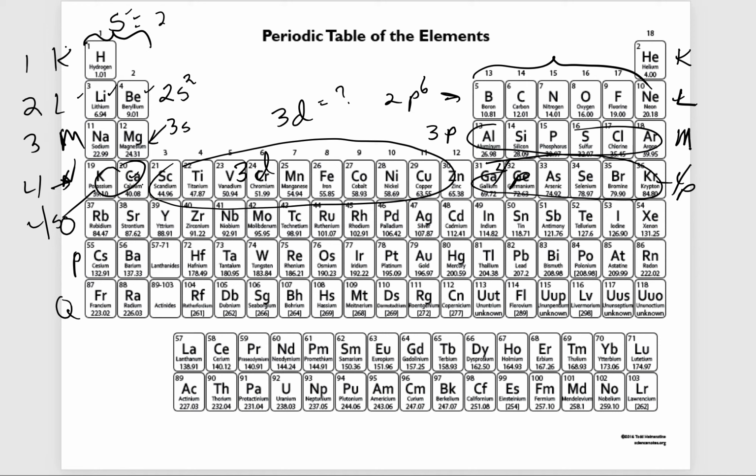How about the M shell? Argon does not have a filled M shell. It's really kind of a colloquialism that we say that these things are full, because the M shell, again, that's quantum number 3, the 3d shell is not filled for argon. The 3d shell will only be filled after we reach the element potassium.